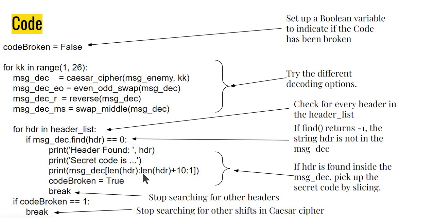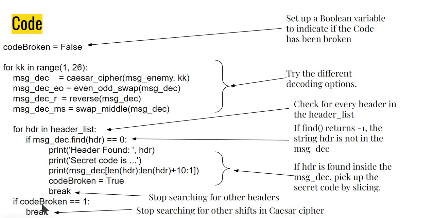To facilitate all this, I create a Boolean variable called code broken, and I set it to false. The whole idea of this code broken is that if I found the header, then I don't need to look for other headers. Remember, this is a for loop over the header list. Once a specific header has been found, I set this to true, which means the code has been broken. I also add a break here because I don't need to search for other headers. Of course, if code broken is true, then I can break off from the original search as well, because this particular shift in the Caesar cipher has given me a header which worked for me.